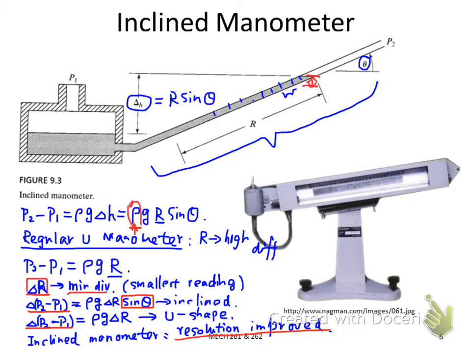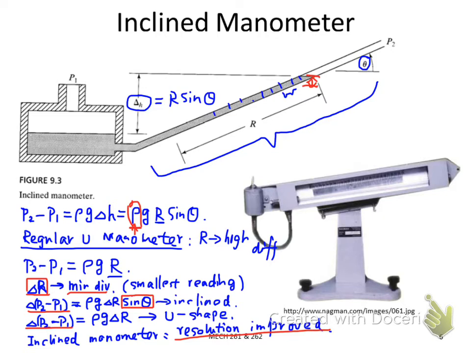So I may ask you, let's say, how to increase the measurement range of a U-tube manometer. You can simply say to increase the density of the fluid inside. The heaviest fluid we can find is mercury. So you may need to use mercury if you want a wide measurement range.